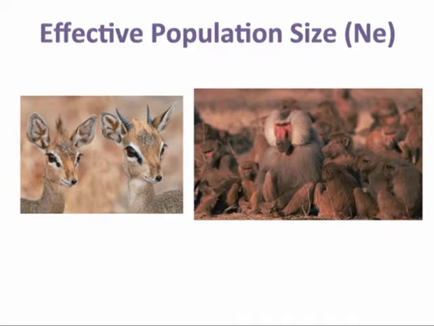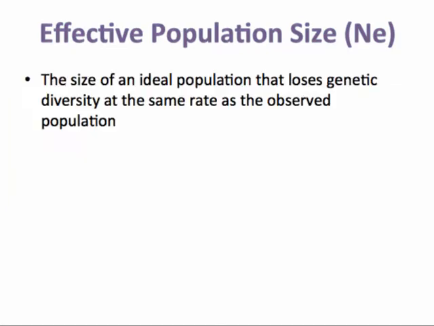And also, when you look at reproductive individuals, their contribution to the population can vary depending on their mating behavior. So think of the contribution of the monogamous dik-dik over here on the left, which has very few offspring, versus a male Guinea baboon over here on the right, which has a harem of females and therefore many offspring. So we have to define precisely what we mean by population size.